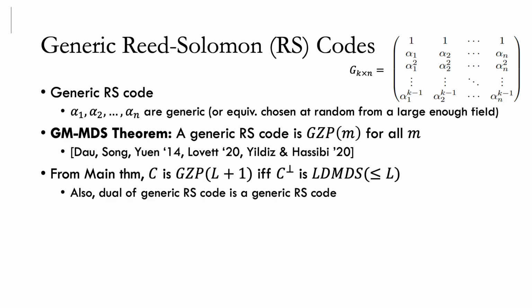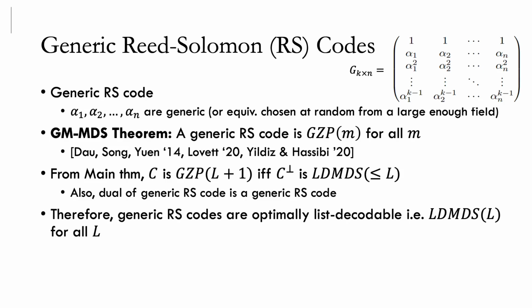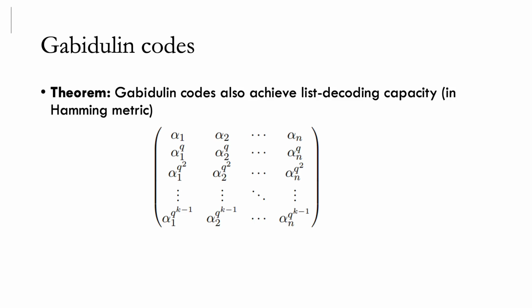And from the main theorem that we proved, having this generic zero pattern property is equivalent to having its dual attain the Singleton bound for list sizes at most L. And because the dual of a generic Reed-Solomon code is also a generic Reed-Solomon code, we proved that generic Reed-Solomon codes are optimally list decodable. In addition to the results about Reed-Solomon codes, we also showed that for Gabidulin codes, where the exponents 0 to k minus 1 are replaced with q to the 0 all the way to q to the k minus 1, achieve list decoding capacity in the Hamming metric.